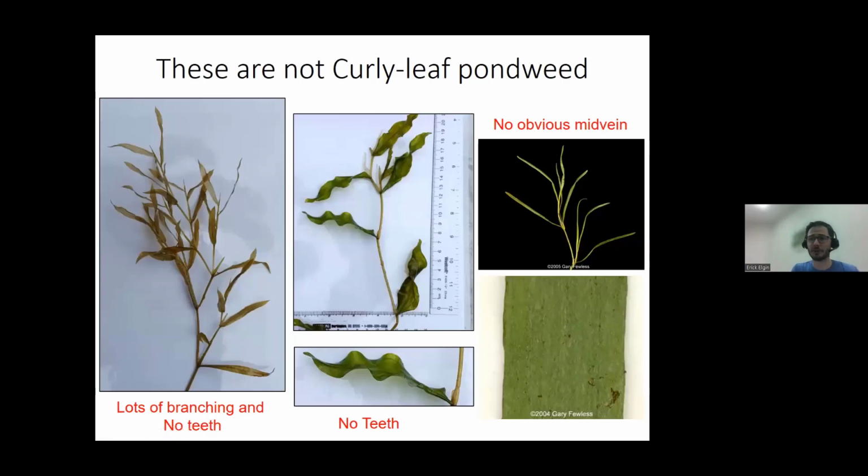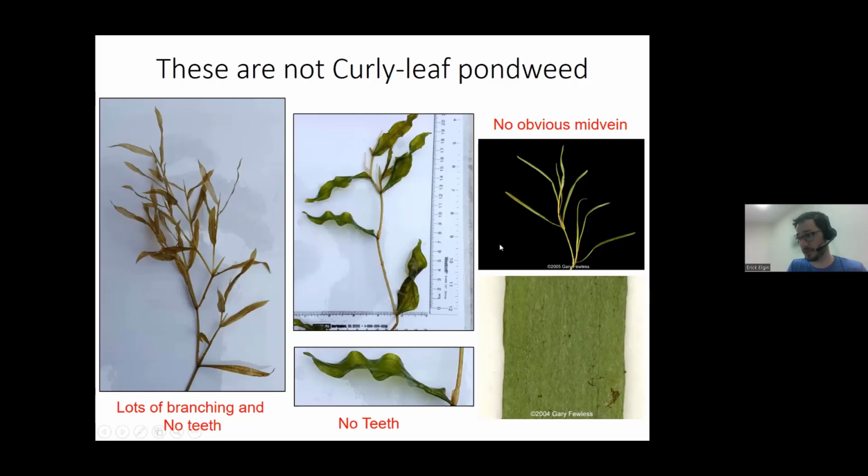So all 3 of these are not curly leaf pondweed. This one, you can see, has lots of branching, and that's not very common. And if we zoomed in, there'd be no teeth on the sides of the leaf. And that's the same with this one. Again, it even has kind of a wavy look that could be confused with curly leaf pondweed. But when we look at the edge, you can see that there are no teeth.